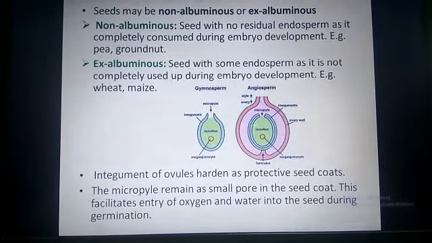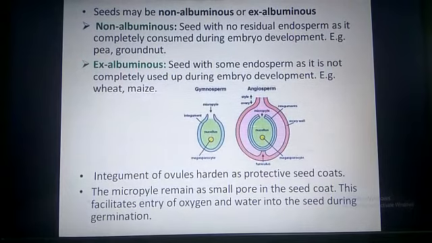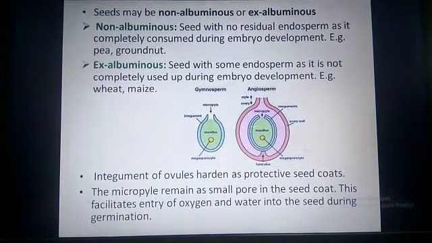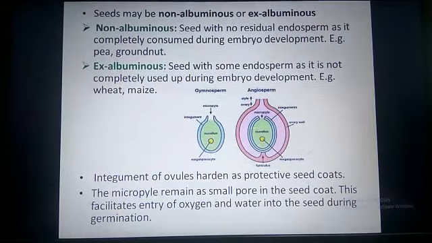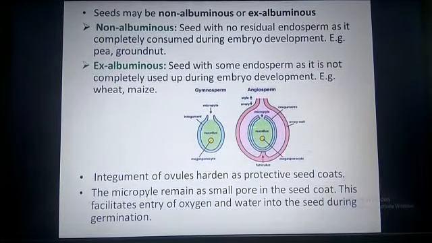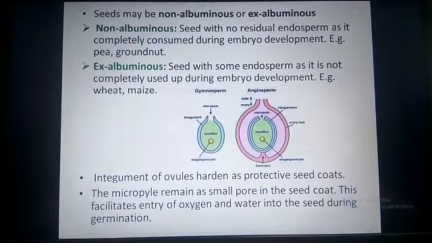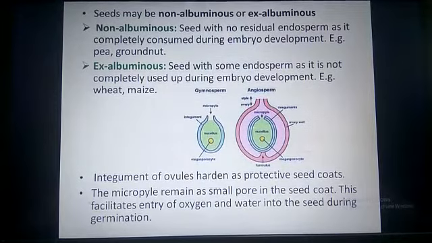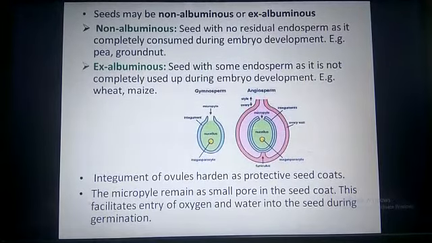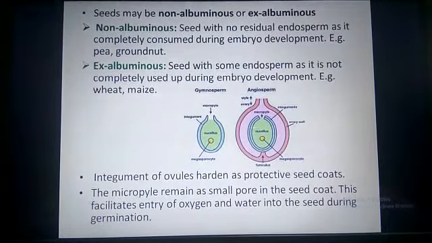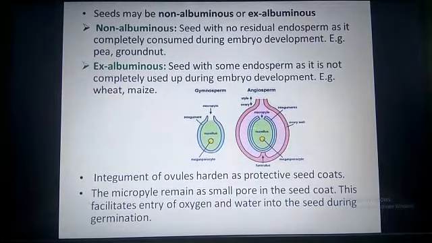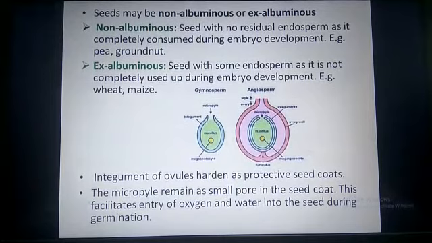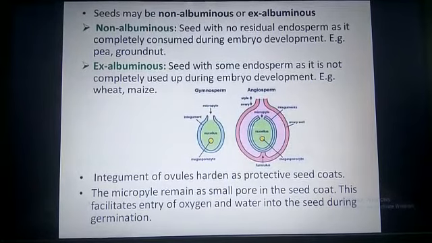Seeds may be non-albuminous or albuminous. Non-albuminous seeds are those seeds which have no residual endosperm, as it is completely consumed during embryo development. Example, pea and groundnut. In seeds of pea and groundnut, there is no endosperm left behind, as it is completely eaten up by the developing embryo.